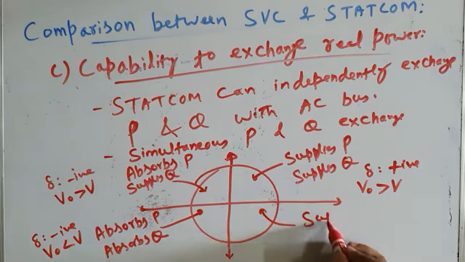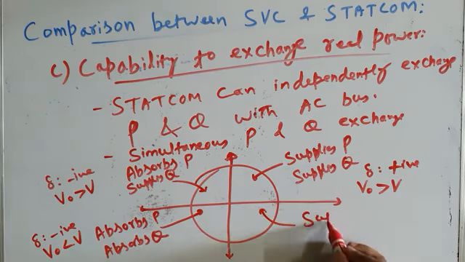When does it supply active power? When delta is positive, meaning V0 leads V. And when does it absorb reactive power? When V0 is less than V. So if these are the conditions, like in the first case, delta is positive and V0 is greater than V, your STATCOM simultaneously supplies active power as well as reactive power. But it supplies the active power provided it has energy storage at its DC bus available.